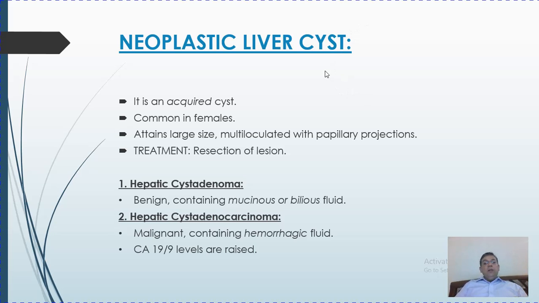It is commoner in females. It can attain a very large size. It is multiloculated with papillary projections. Remember, simple cysts were smooth, they had well defined boundaries, and they had a similar kind of density inside them, whereas the neoplastic liver cysts are multiloculated with papillary projections, and the treatment is resection, whether it is benign or malignant.